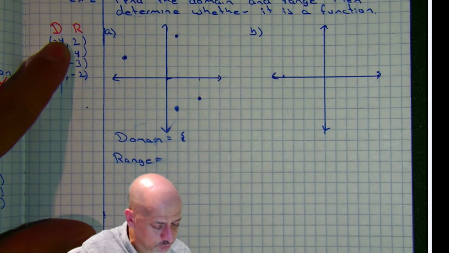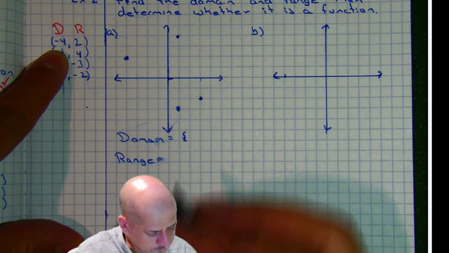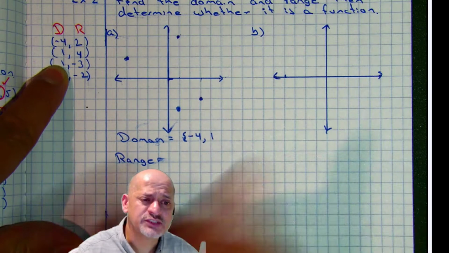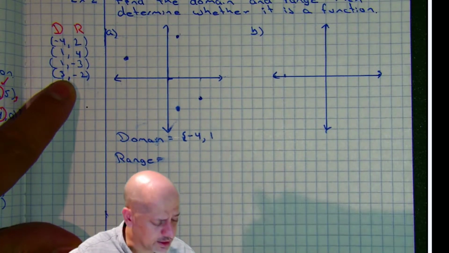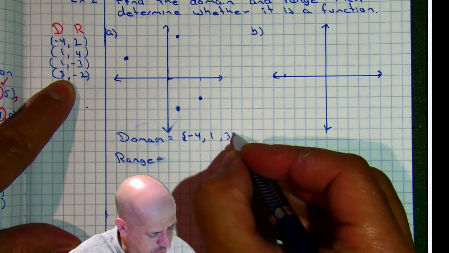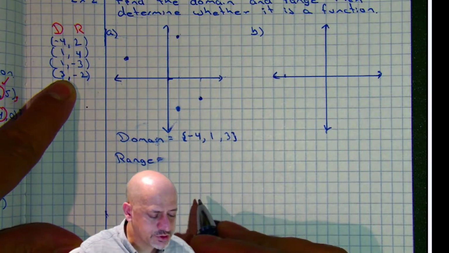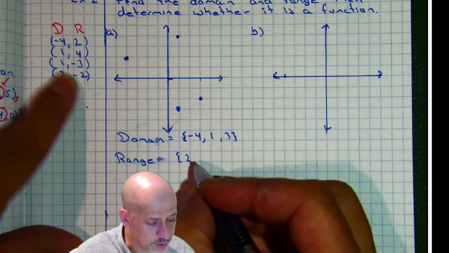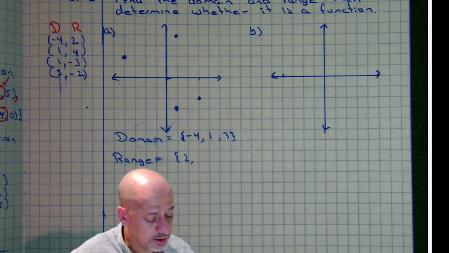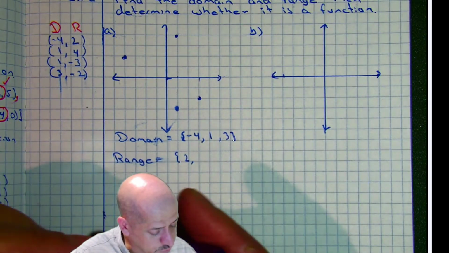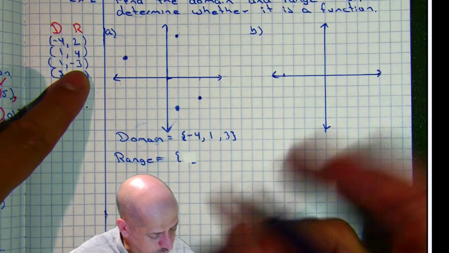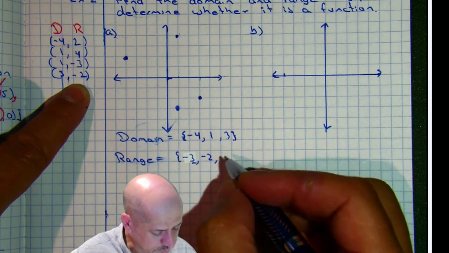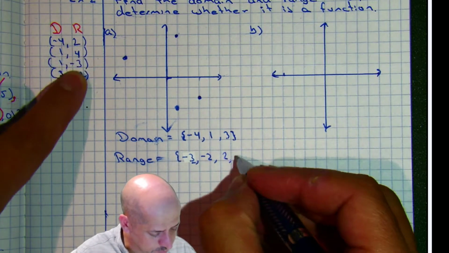So which is the smallest one of those 4? -4. Then we have a 1. If the number repeats twice, we just write it down once. And then the last one will be 3. And now your range. Your range are your Y values. Which is the smallest number that we have? The smallest number is -3. So we should write down the smallest one first. We have -3. Then which other one goes next? -2. Then 2. And last will be 4.